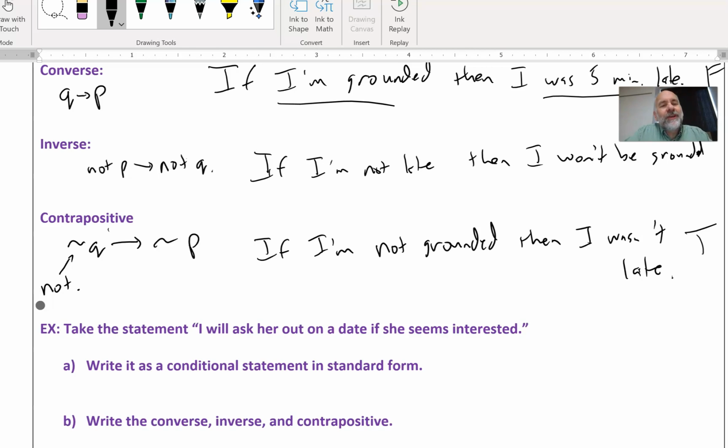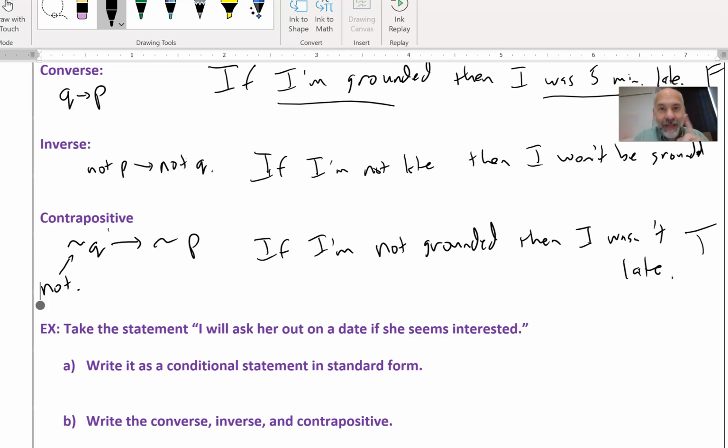So that's the converse, inverse, contrapositive. The converse is you switch the places. So you take the hypothesis and conclusion and just swap them. Remember, the if and the then don't come with it. The if and the then are separate. It's just the hypothesis and the conclusion. The inverse is you make them the opposite, so not P and not Q. And the contrapositive is you negate them and then you switch them.